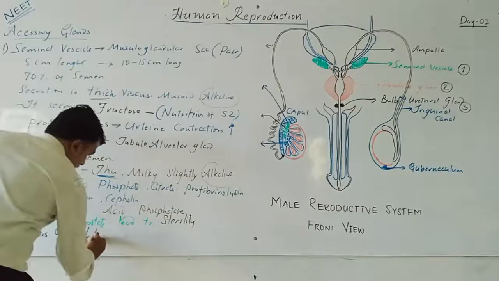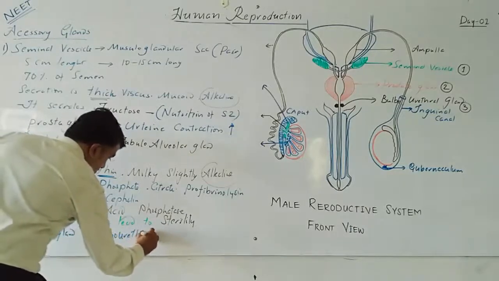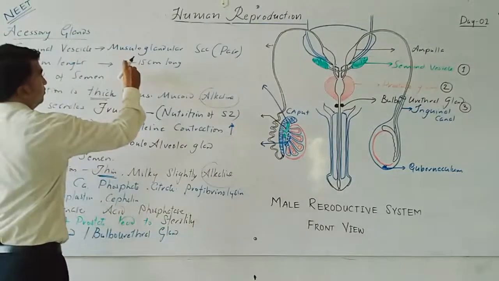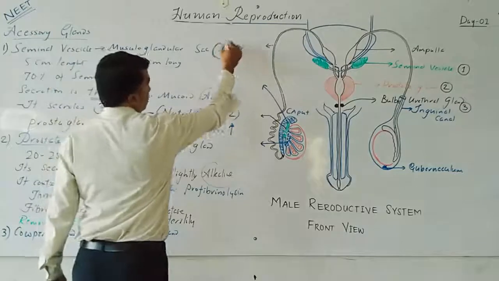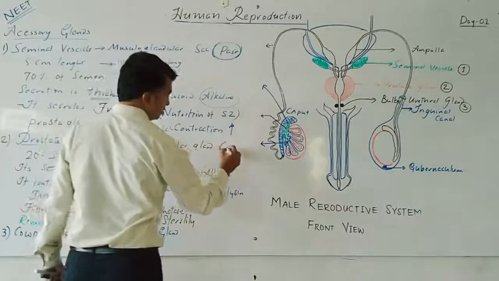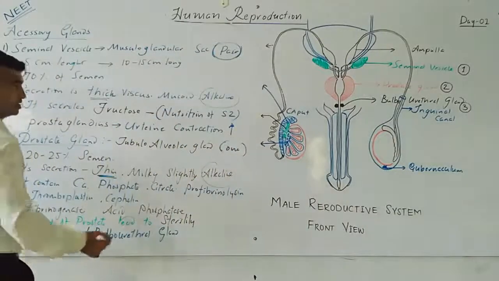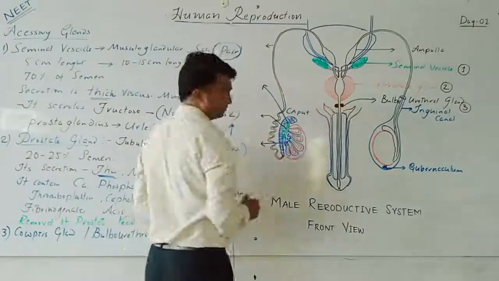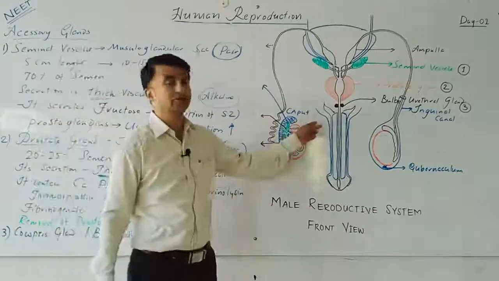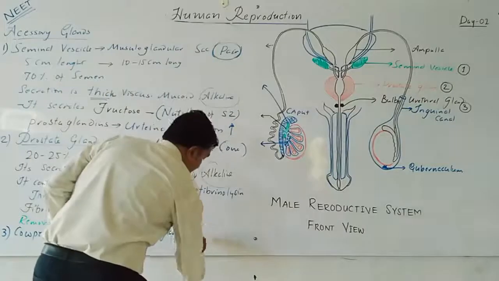The bulbourethral gland. Yes, seminal vesicles are paired, they are 2 in number. Prostate gland is only 1. When you take the bulbourethral gland, they are also paired in number. So this is also a tubulo-alveolar gland, but the secretion is not that important. The secretion is called pre-cum.